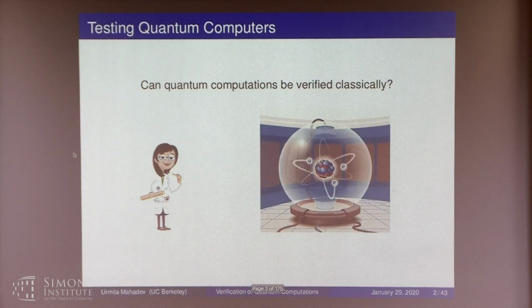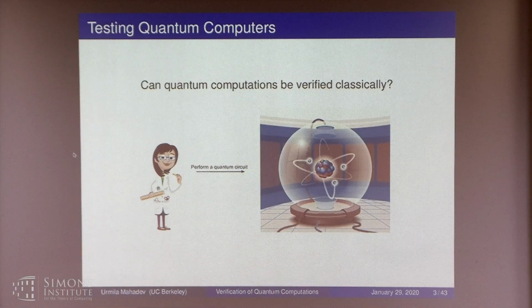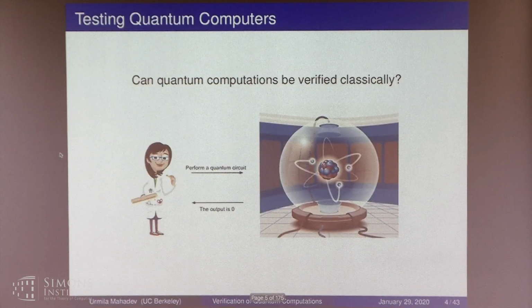The way to imagine it is you have an experimentalist who has access to a quantum computer, and we think of the experimentalist as a classical being. And her goal is to verify that the quantum computer is behaving correctly, in the sense that the quantum computer's behavior is consistent with our theoretical model of how quantum computers should behave. So what she does is she asks the quantum computer to perform a specific quantum circuit, and we'll assume that the output to this quantum circuit is a single bit. It's either 0 or 1. So the quantum circuit will return that single bit. And the experimentalist's goal is to verify that this bit is correct, so that the quantum computer performed the correct quantum computation.